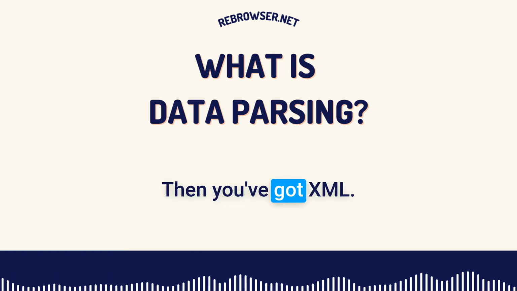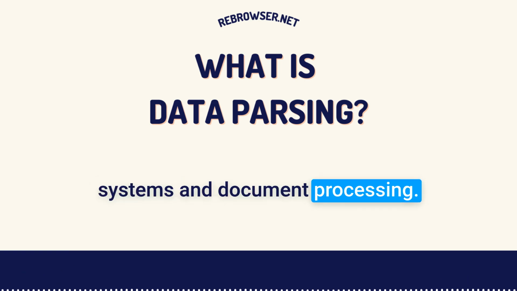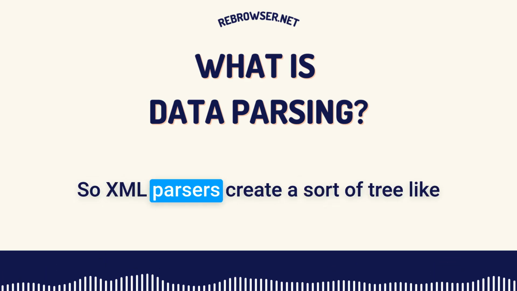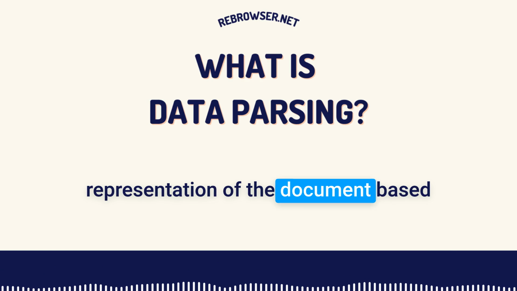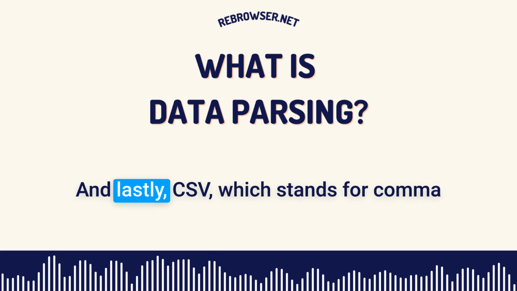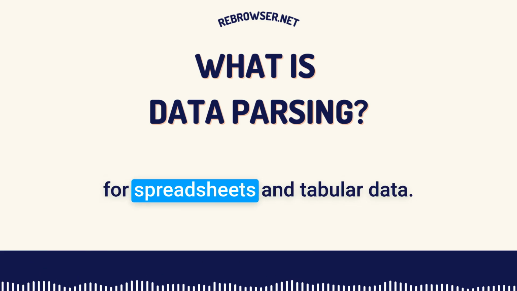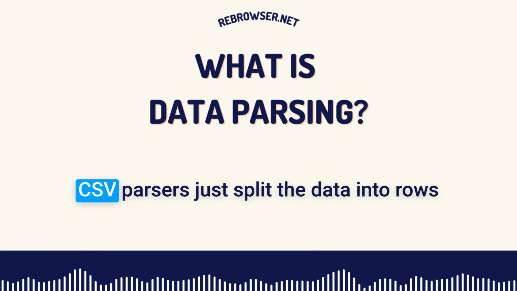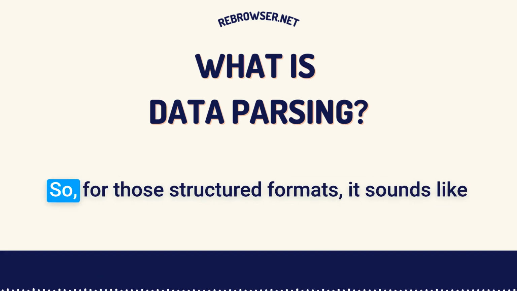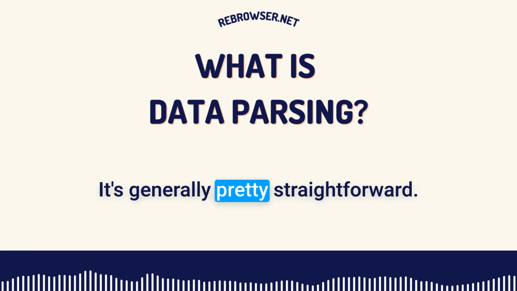Right. Then you've got XML, which is common in enterprise systems and document processing. XML uses tags to define elements and their attributes. So XML parsers create a sort of tree-like representation of the document based on those tags, showing how all the elements are nested within each other. And lastly, CSV, which stands for comma-separated values, is really popular for spreadsheets and tabular data. CSV parsers just split the data into rows and columns based on commas or tabs. So for those structured formats, it sounds like there are well-established ways to parse them. Right. It's generally pretty straightforward.